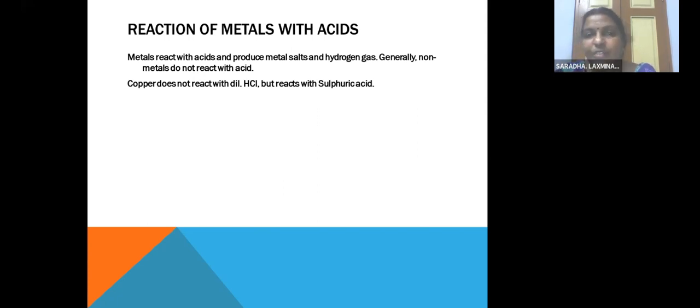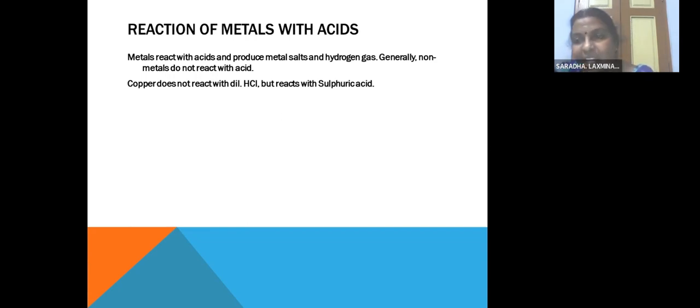And then reaction of non-metals with acids also does not react much. So we don't learn about these two things, right? So, reaction of metals with acids. When a metal reacts with acid, it produces its metallic salt and hydrogen gas is also evolved. Generally, non-metals do not react with acid.